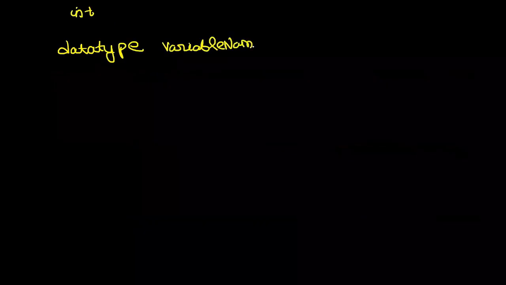First of all, we write the data type. Just compare it with this, right? Then we write the name of the variable. Then we put an assignment operator. And then we write the value that we want to store.